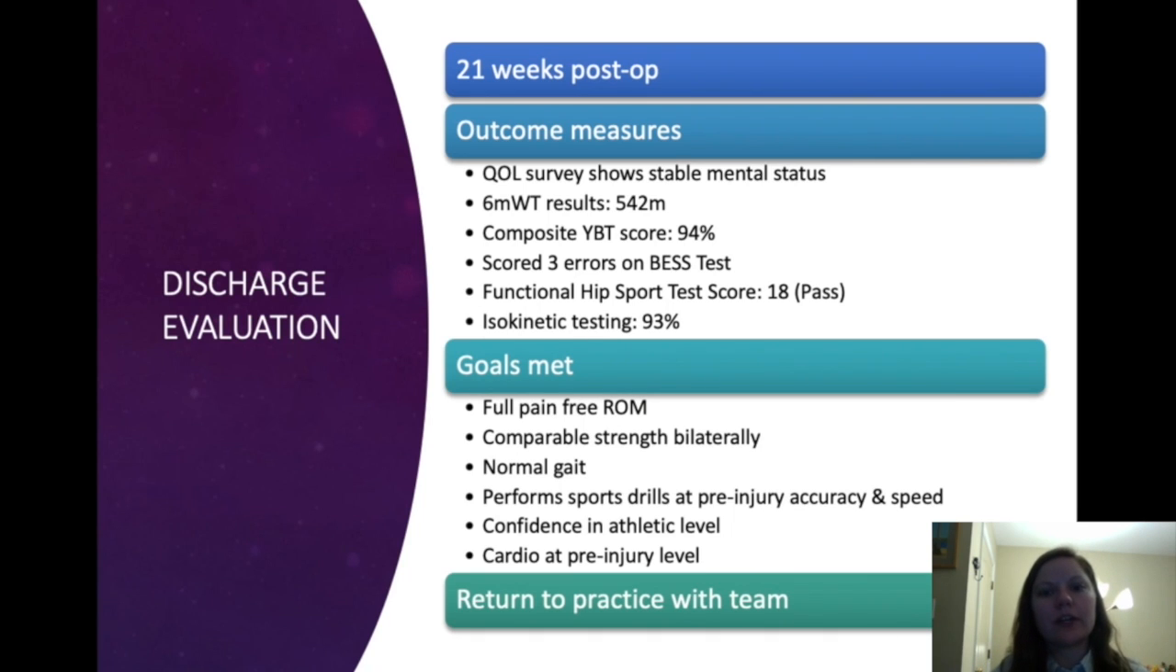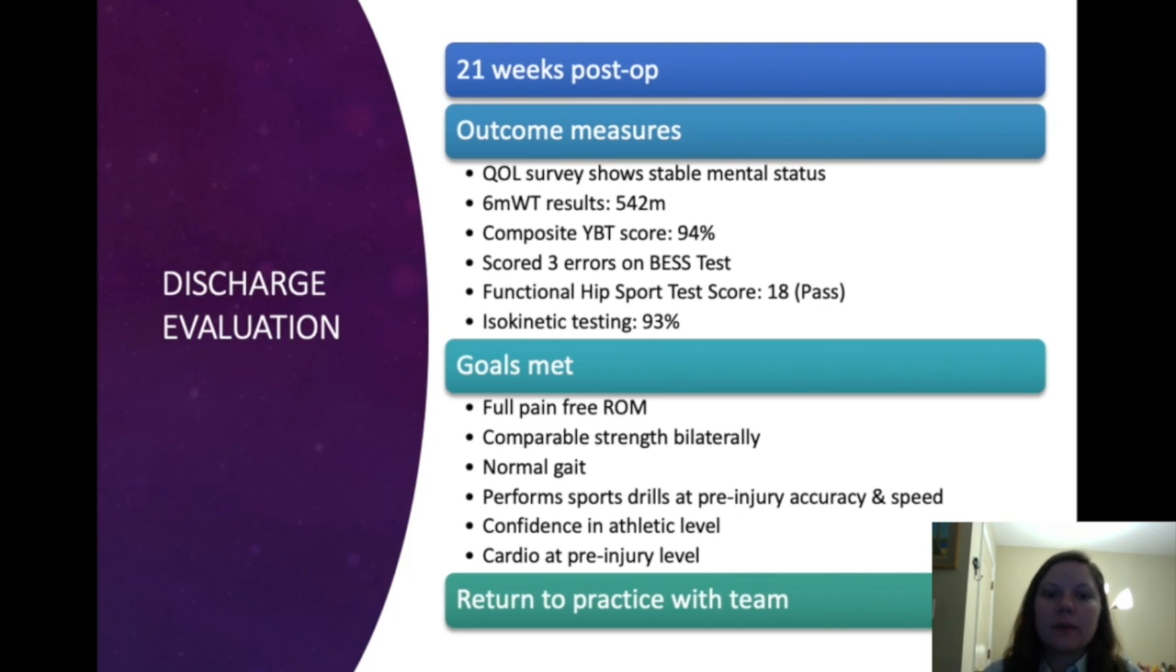We did a functional hip sport test score, so that really shows if she's ready for sport or not, and she got an 18, which is passing. And then we did isokinetic testing, and she showed 93% comparing bilaterally of strength, so that's awesome.